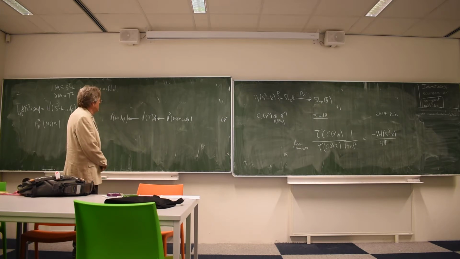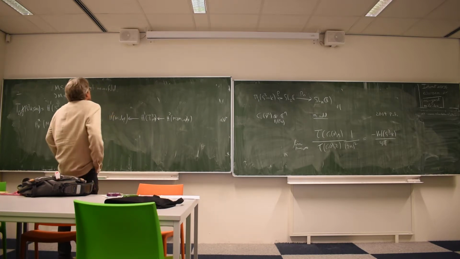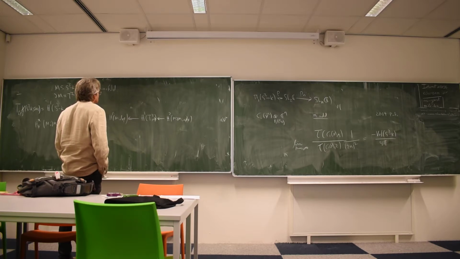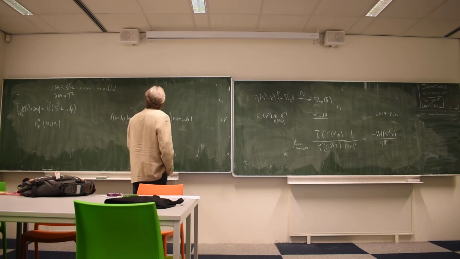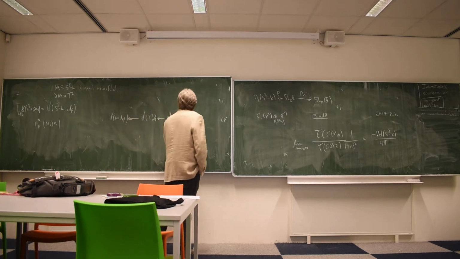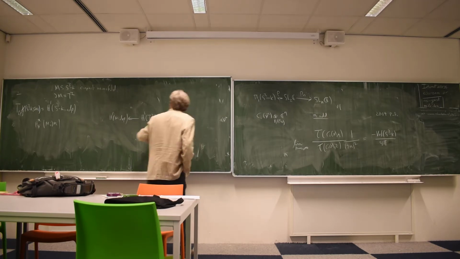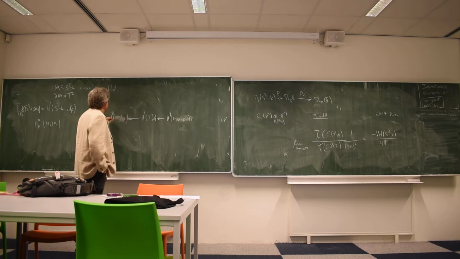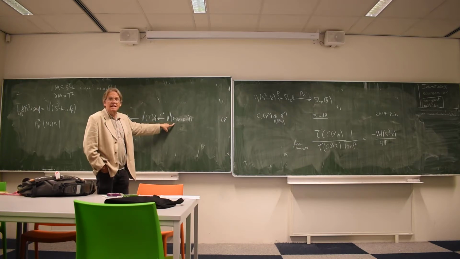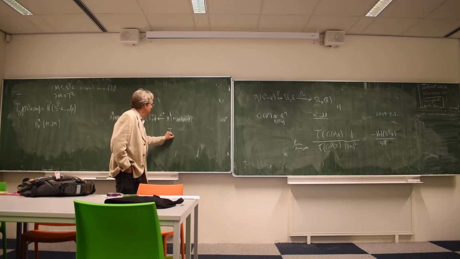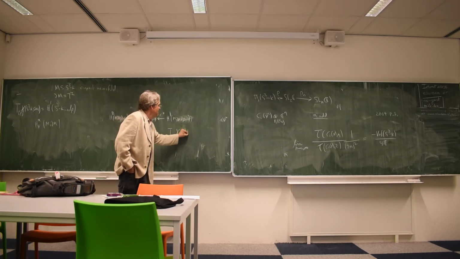What's going on? That's H1 of M ad rho. And this is H2 of M boundary M ad rho. And this is the restriction map. And now this is the tangent space to the character variety of the knot complement. So that's the tangent space at rho of the character variety of the knot complement.